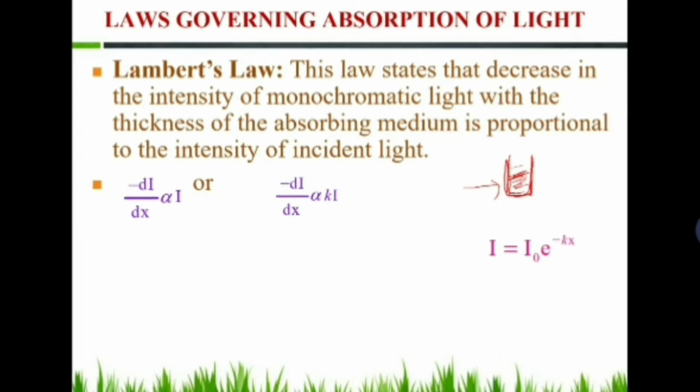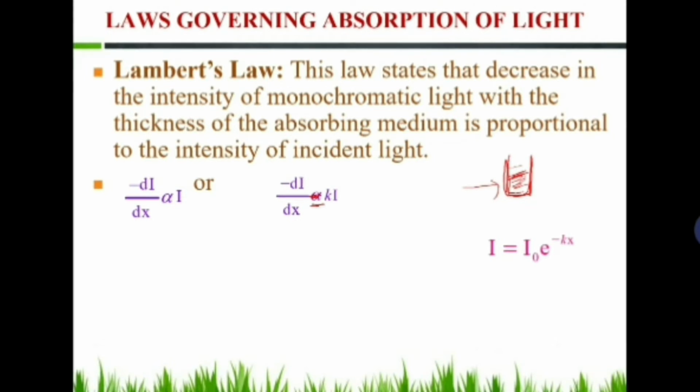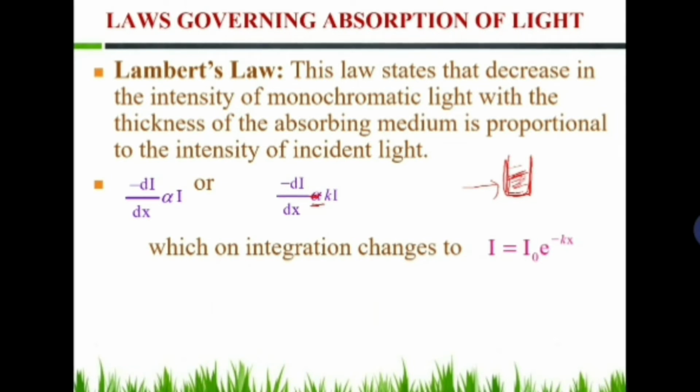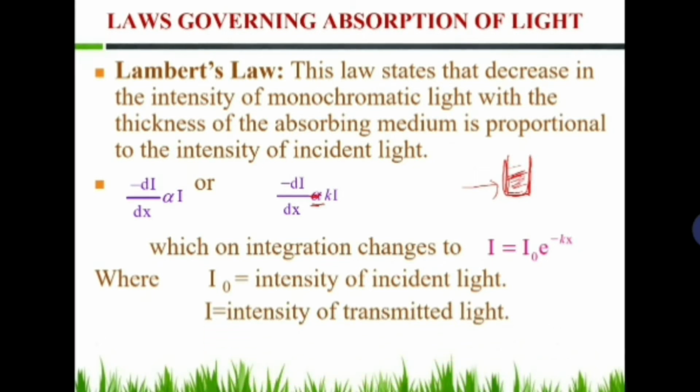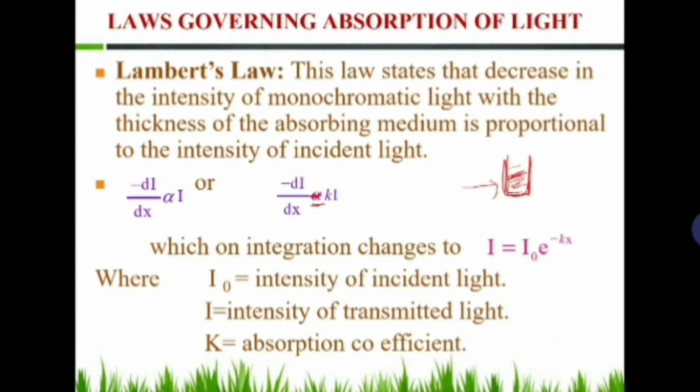When you remove the proportionality, you can write it as minus dI by dx is equal to kI, where k is the proportionality constant. On integration, you can write I is equal to I naught e raised to minus kx. I naught is the intensity of incident light, I is the intensity of transmitted light, and k is the absorption coefficient. This is the first law, that is what we call Lambert's law.